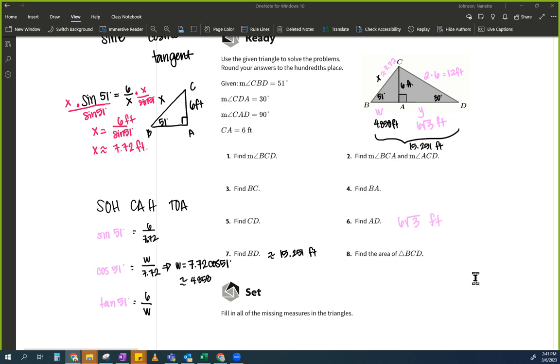Because we worked on that one formula, you could also use that formula here, if you wanted to. In fact, one of the things I suggest is to find it one way and then find it the other way. The first way I'm going to find it is by using the formula area equals half times base times height, which in this case, the base is going to be this guy, 15.251, and my height is going to be that 6 feet.